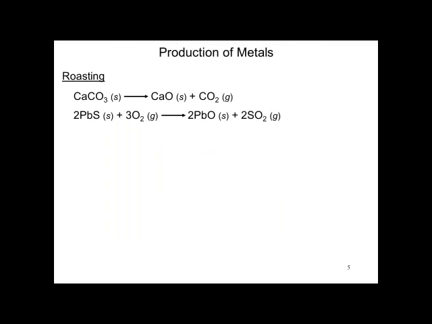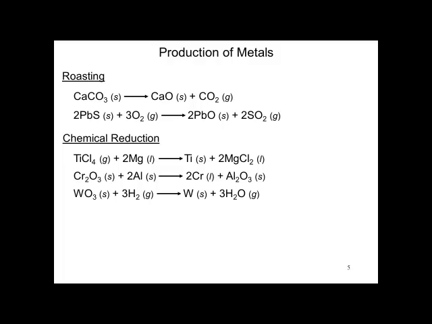Production of the metal involves roasting. An example is calcium carbonate, which, when heated, is converted to calcium oxide and CO2. Lead sulfide, when heated with oxygen, is converted to lead oxide plus sulfur dioxide.